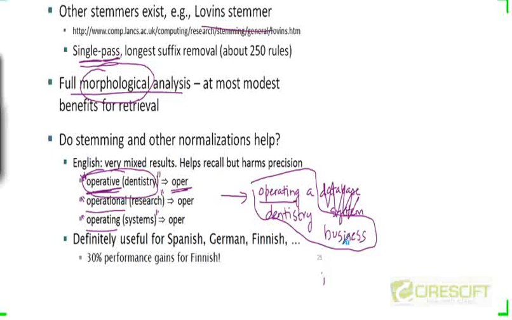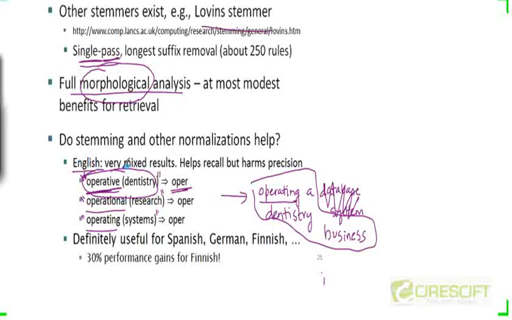Or is your dentistry business operational? If somebody asks this question in a document, is your dentistry business operational? That document will also match with operative dentistry. So what happens as a result of stemming is that even though your recall gets increased, why does your recall get increased? Because the documents that are going to be returned to you are going to have variant forms of that word as well. So the recall will be high, but precision is harmed because there could be other spurious words which also get mapped to the same term. So precision gets harmed, recall gets helped.